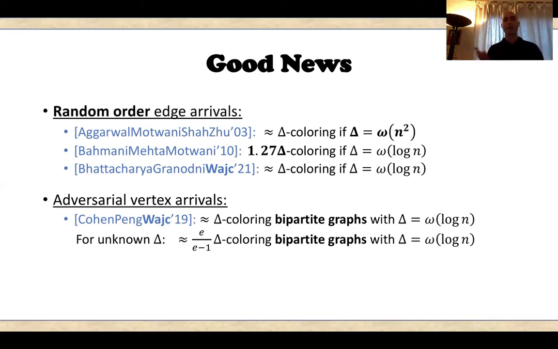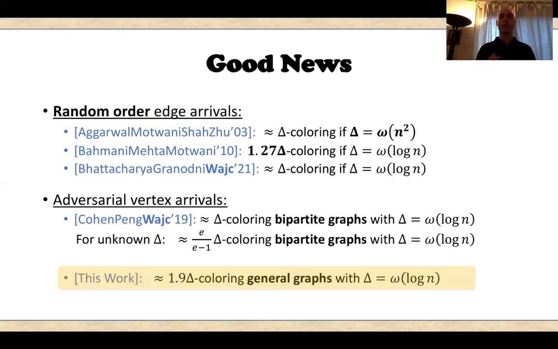And so the natural question left open by this work from a couple of years ago is, what can you do for general graphs under vertex arrivals? Is greedy the best thing you could hope for, or can you actually get an algorithm that uses less than 2 delta colors? And in this work, we answered this question in the affirmative, presenting a 1.9 delta coloring algorithm for general graphs under adversarial vertex arrivals, so long as the maximum degree is super logarithmic, i.e. so long as the lower bound of Bernstein et al. does not kick in.